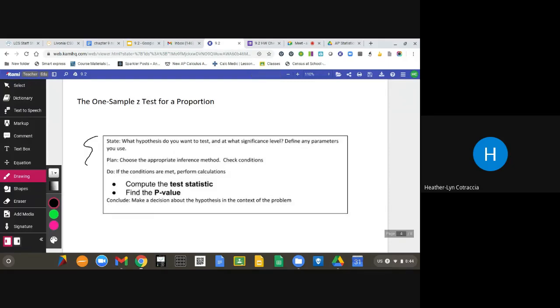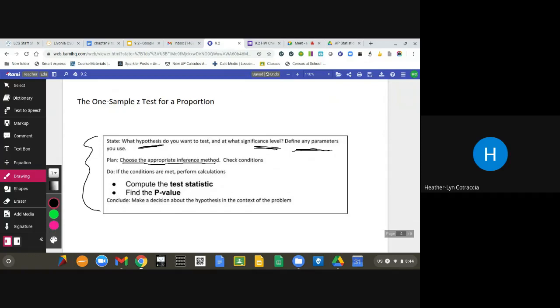We still have our state, plan, do, conclude. State: what do you want to test and at what significance level? You need to put your hypothesis, you need to put your significance level, and you need to define any parameters used. There are 3 things that need to go into that state plan. Please make sure you name your test. That's what this first line means, choose the appropriate inference method. You have to name your test. If you do not name your test, you will get points off.